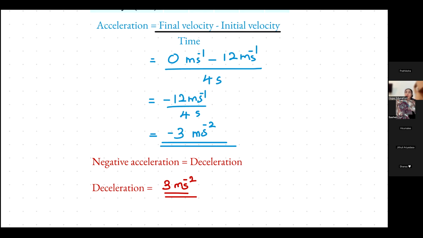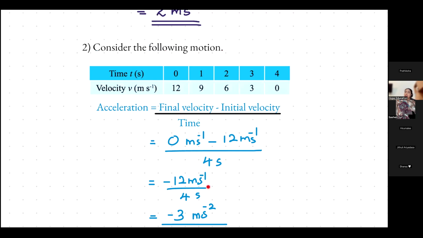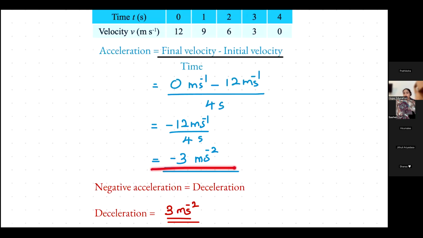If they ask you to write the deceleration, you have to write this no as a final answer. If they have given you this motion and they're asking you to find the acceleration, you can write it and stop. That means minus 3 ms minus 2. I told you, I asked you to find the acceleration. You found minus 3 ms minus 2, no problem.